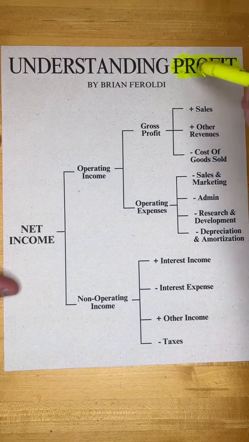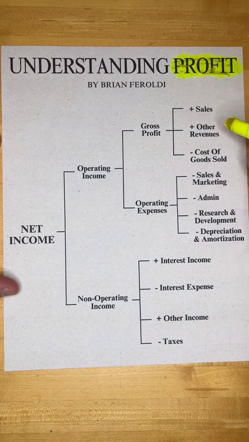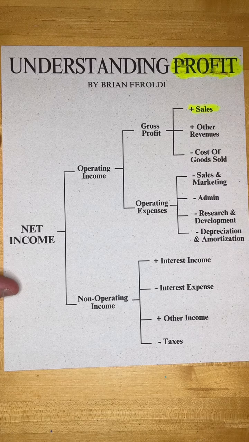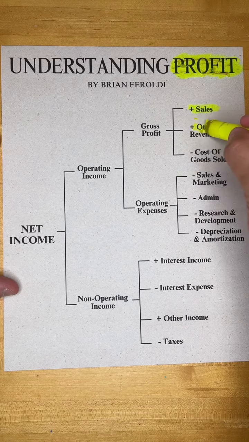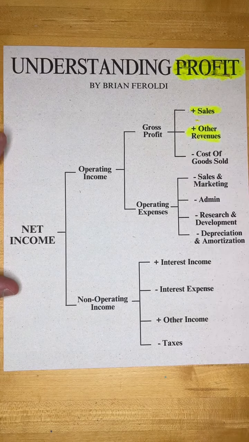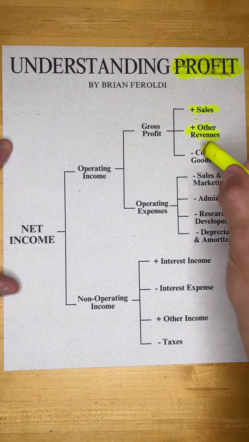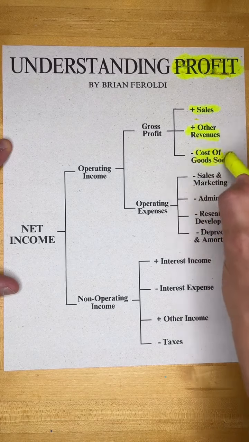How to find a company's profit. First thing we do is we start with the company's sales, which is also called revenue. Now from there, we have to add in any additional sources of revenue that a company may have. Once we know that, we then subtract the cost of that revenue, which is called the cost of goods sold.